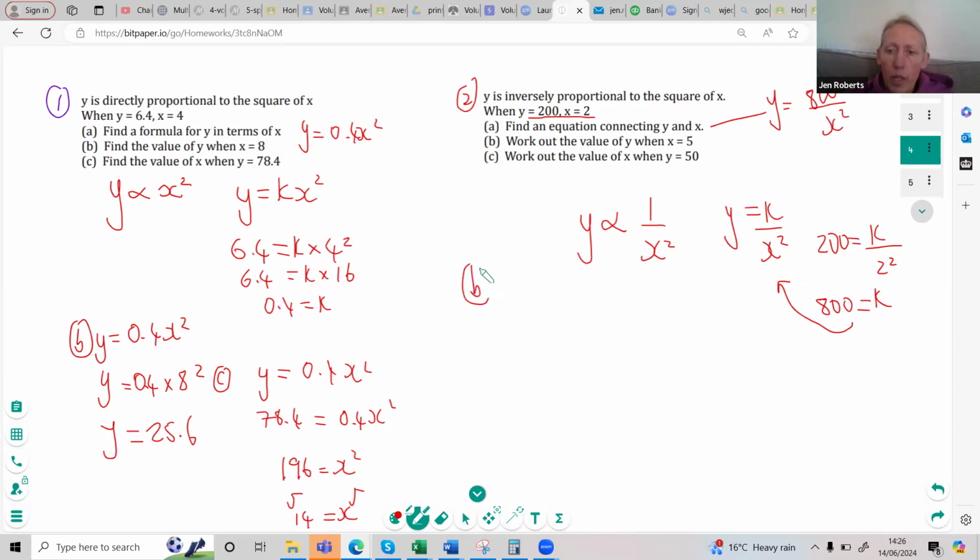Part B. Work out the value of y when x is 5. We know y is 800 over x squared. X is 5, so it's just 800 over 5 squared. 5 squared is 25, 800 over 25, y is 32. And part C.